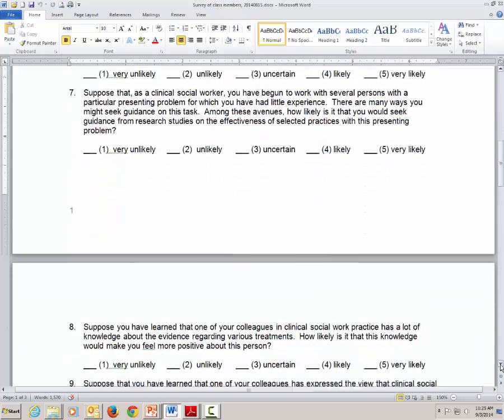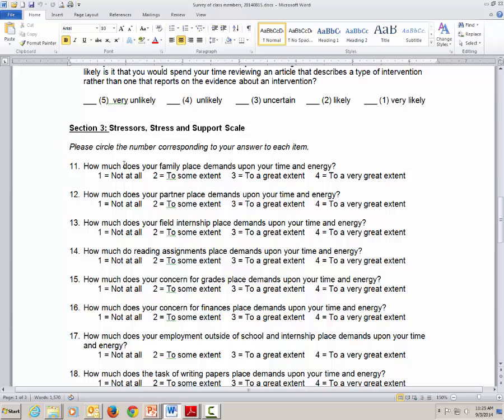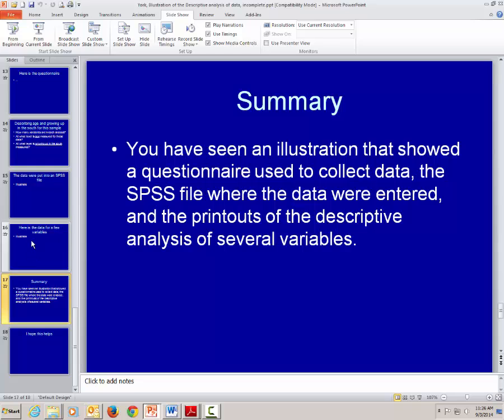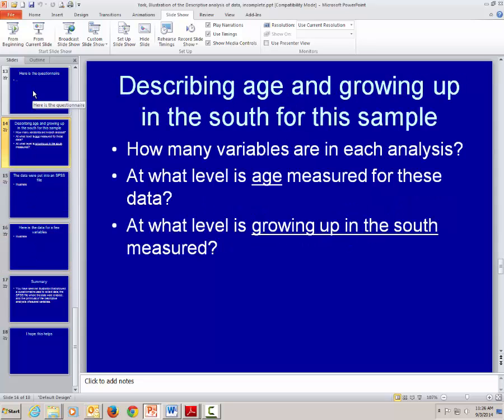There were quite a few items on this questionnaire that measured a number of different things. Here's one, number 11, that measures something about stressors. Just a quick illustration of the questionnaire that was used, describing age and growing up in the South. Let's ask the question, how many variables are in each analysis?